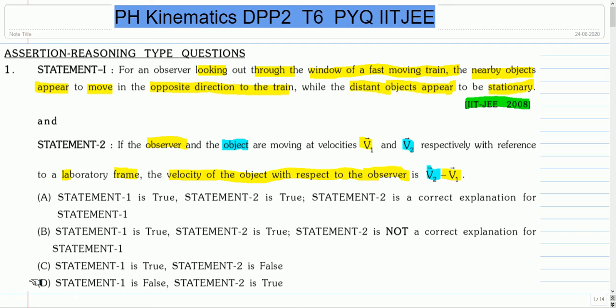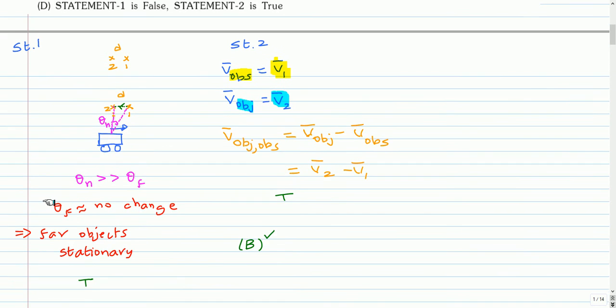So 4 options are given. You have to find out whether statements 1 and 2 are true or false, and we have to check whether the statements are related, whether statement 1 is implying statement 2 or the other way around. So let's analyze the statements.